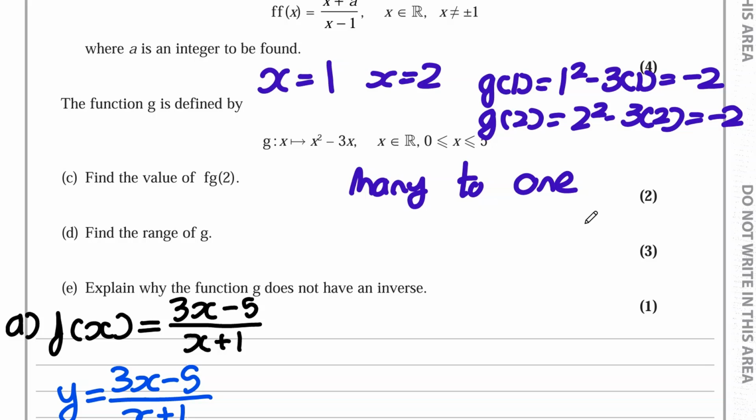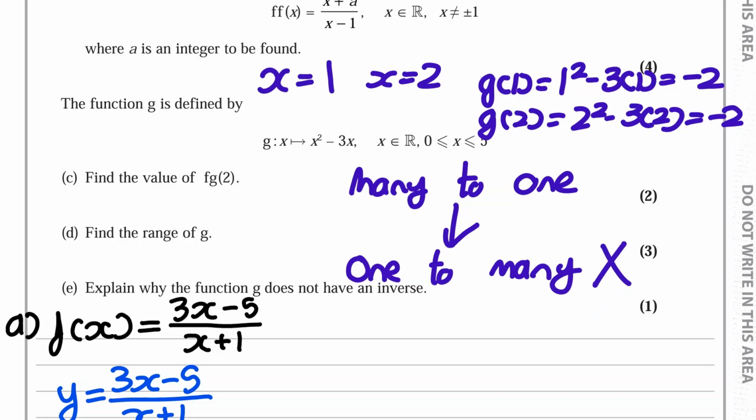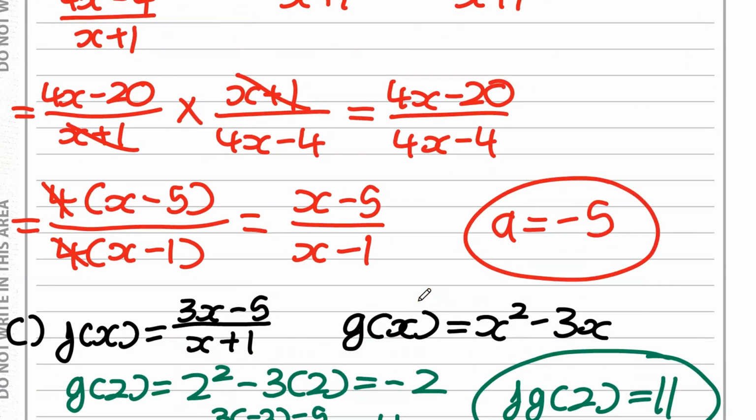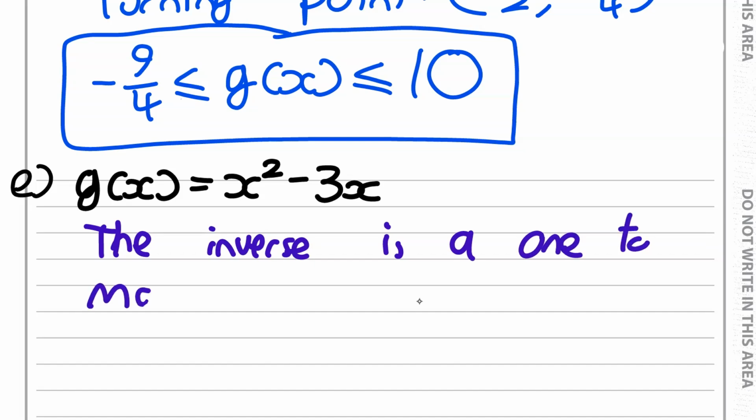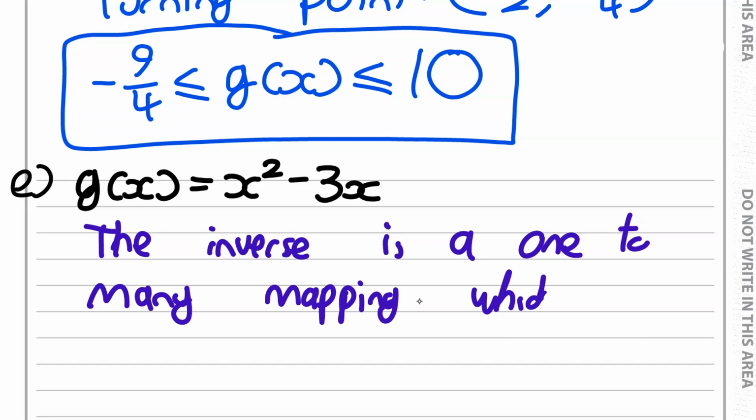This is fine, but the problem with this is when you convert this into the inverse, it's going to switch around and become a 1 to many mapping, and this you cannot have. If it's a 1 to many mapping, this is not a function. So the reason function g does not have an inverse is because the inverse is a 1 to many mapping, which is not a function. And that will give you the mark.